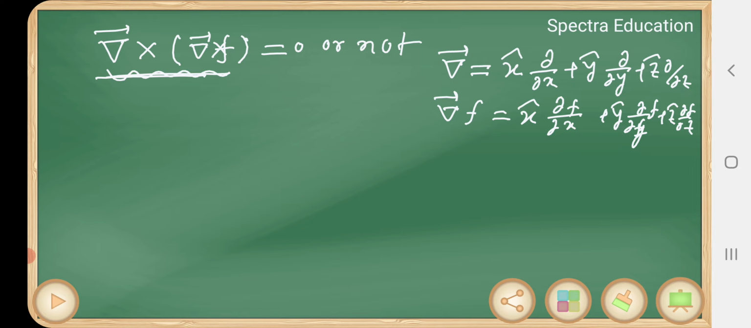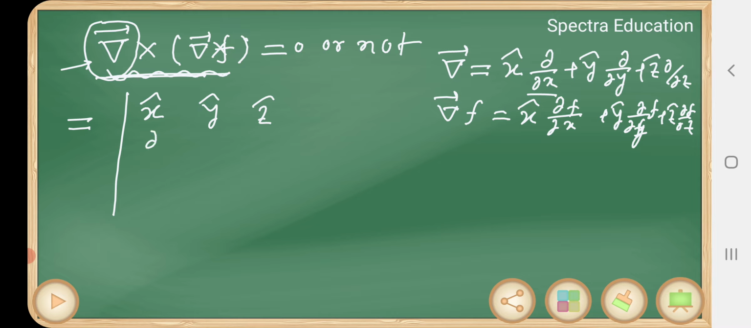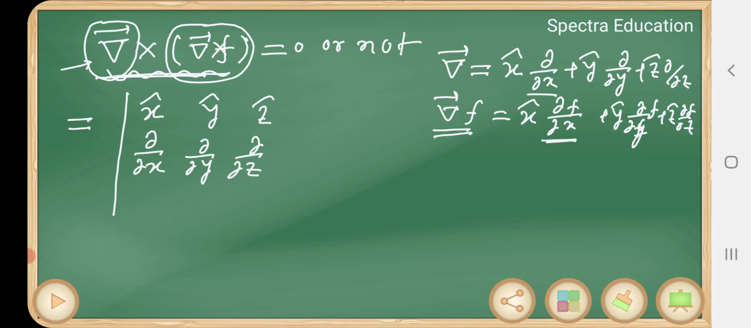So this is a cross product, and how do we evaluate this one? Through determinant. As we know, the first row will be x cap, y cap and z cap. The second row will be the components of nabla, that is del del x, del del y and del del z. And what is the gradient of F? The components of gradient of F along x, y and z are del f del x, del f del y and del f del z. So if you perform this determinant, you must get 0.